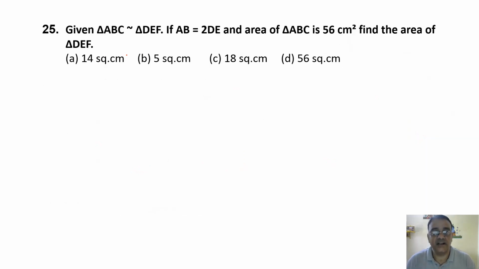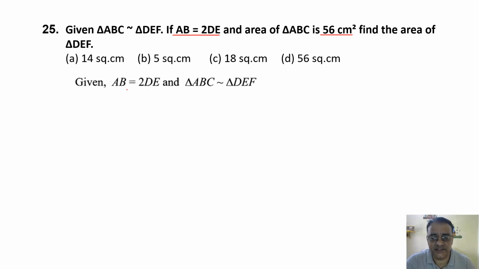Given triangle ABC is similar to triangle DEF, if AB is equals to 2 times DE and area of triangle ABC is 56 centimeter square, find the area of triangle DEF. So the given is that AB is equals to 2 times DE and these two triangles are similar, and we know that the ratio of areas of two similar triangles is equal to the ratio of squares of their corresponding sides.